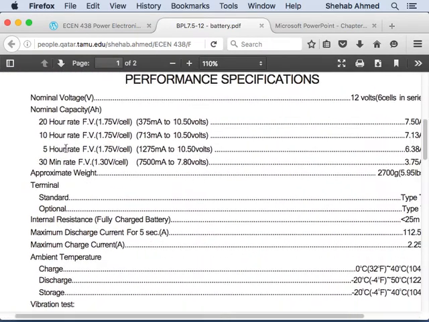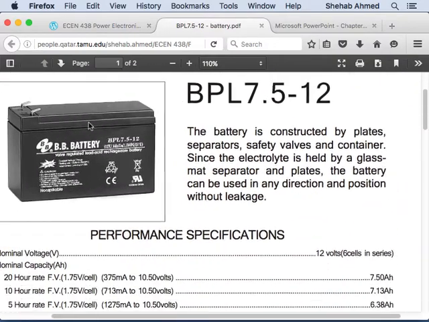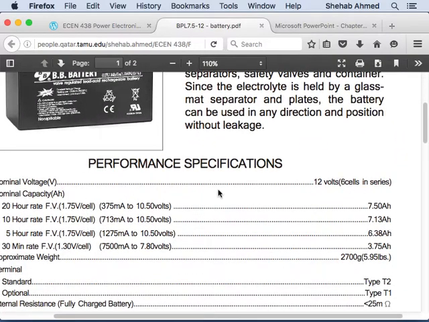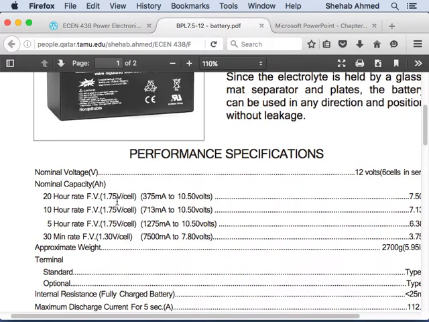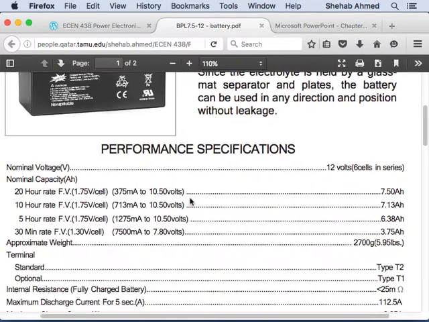Here they would tell you if you are going to discharge it in 20 hours, and it has a certain number of cells. This has 6 cells in series. Each cell voltage is 1.75 volts. So you take 1.75 volts multiplied by 6. That's the battery rated voltage. If you are going to discharge it in 20 hours, the capacity of the battery is 7.5 ampere hours. If you're going to discharge it in 10 hours, a lot faster, what happens to the battery capacity? It decreases, to 7.13 ampere hours.